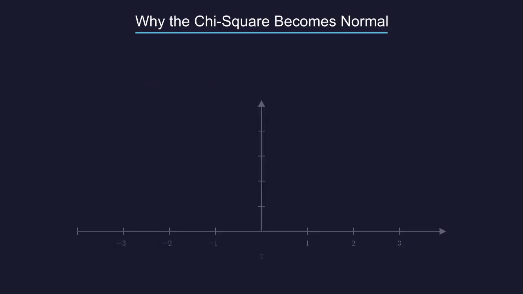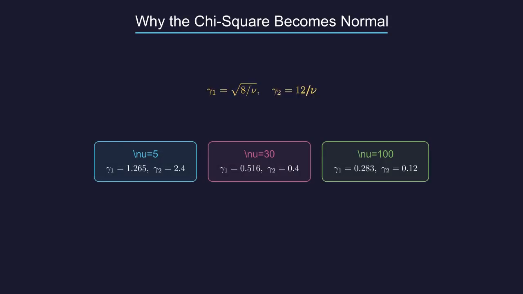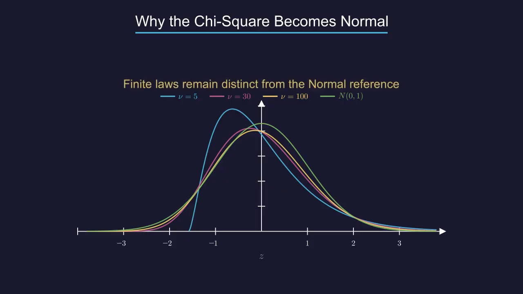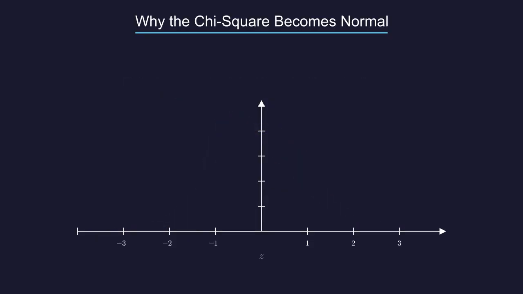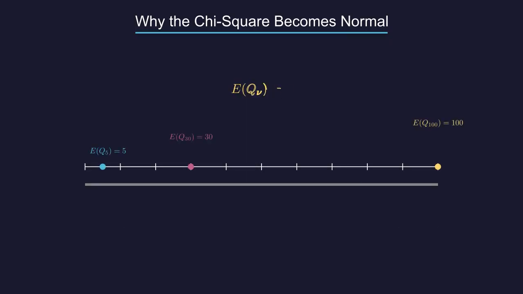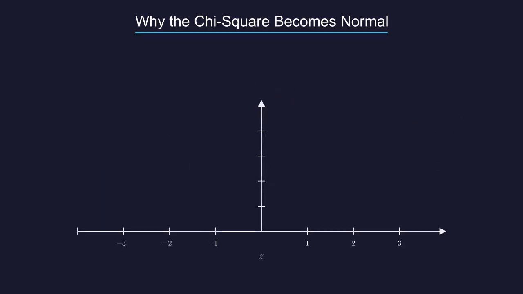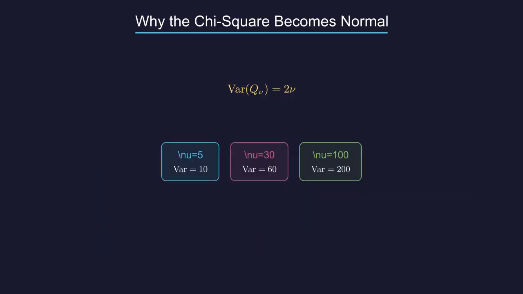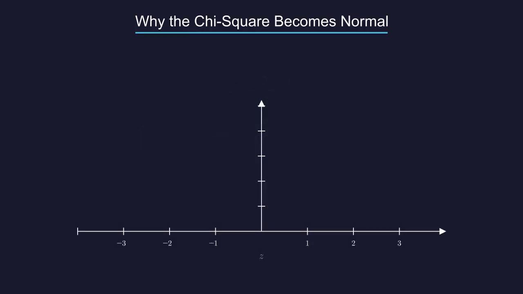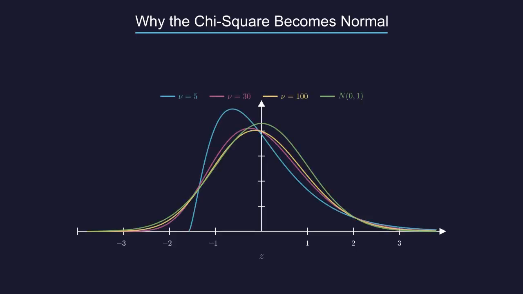The visualizer demonstrates decreasing skew and moment matching while preserving the distinction between a finite chi-square law and its limiting reference. If Q with nu degrees of freedom follows chi-squared with nu degrees of freedom, then E[Q] equals nu, and Var[Q] equals 2 times nu. The standardized variable subtracts nu from Q, then divides by the square root of 2 times nu. It converges to a standard normal distribution as nu increases.